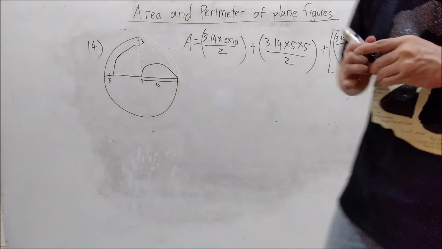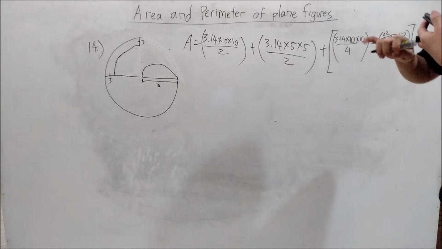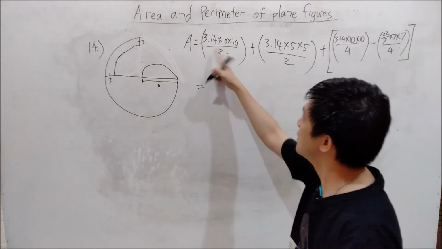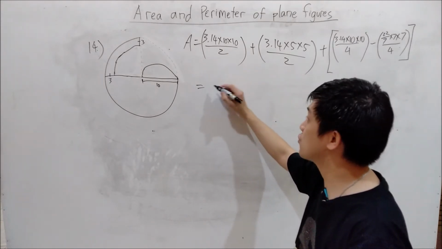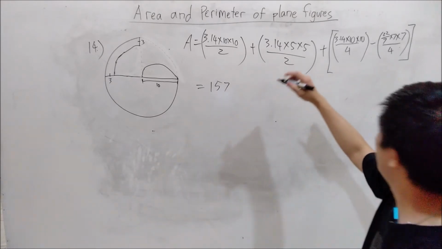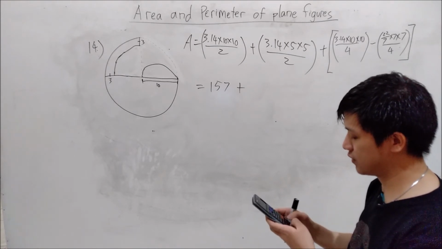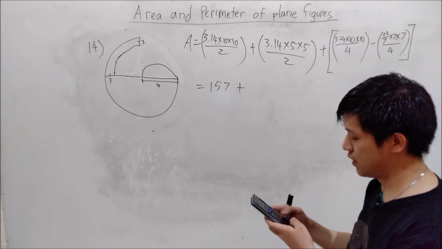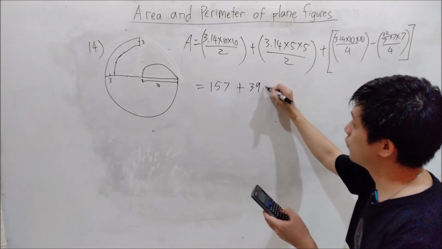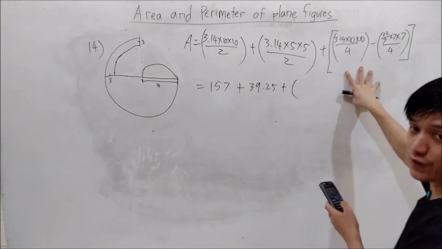Okay, then we will use calculator to help us, but actually there are some numbers that's quite easy to be counted, such as this number. It is 314 divided by 2, so it will give us 157. And then this number, let's just use calculator, 3.14 times 25, and then you divide that with 2, will give you 39.25, plus this you will have to count this first.